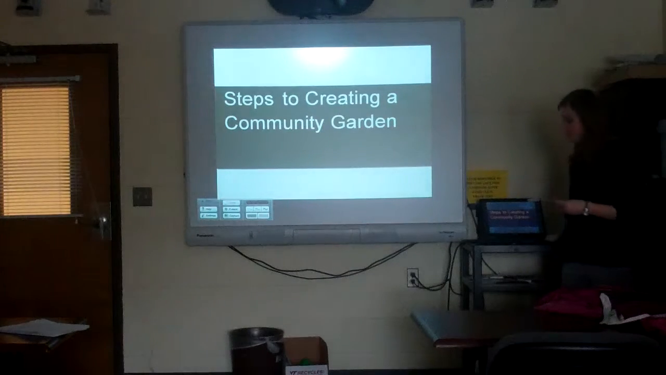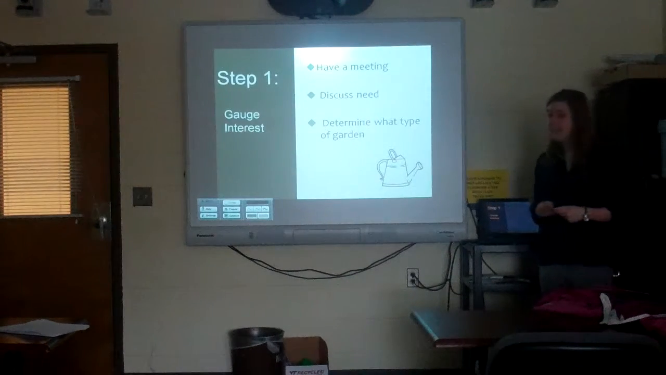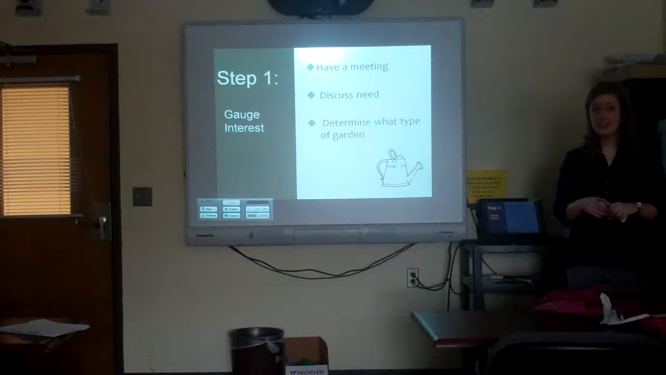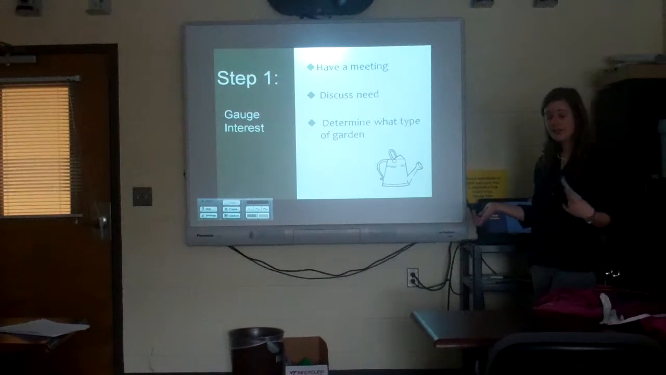So the actual steps to creating a community garden. The first step is to gauge your interest. You're going to want to figure out how many people are interested and if that's enough. A great way to do that is to have a meeting.